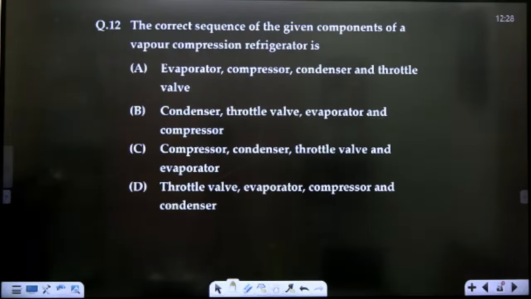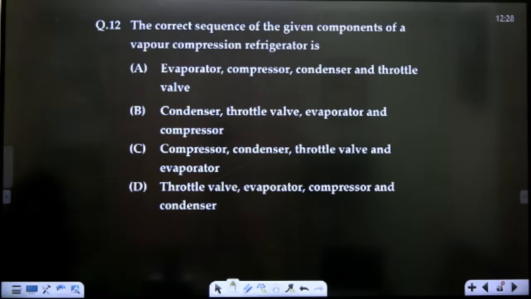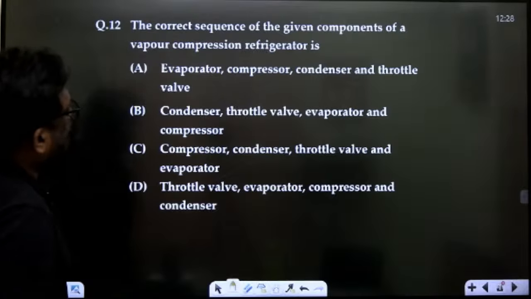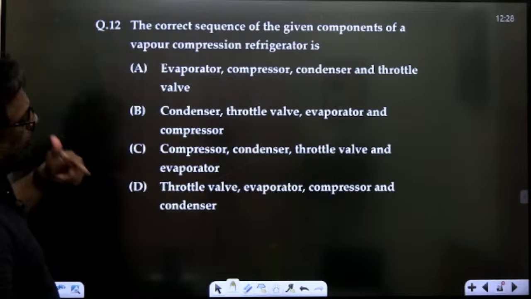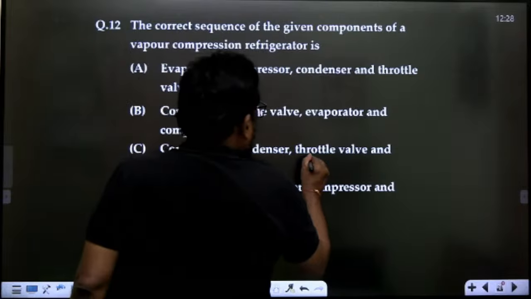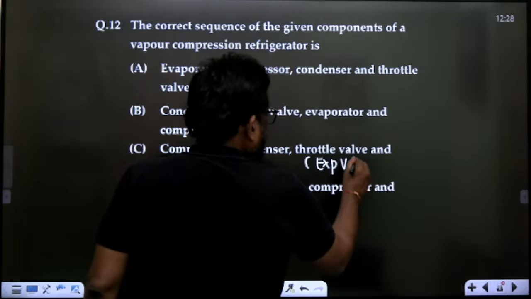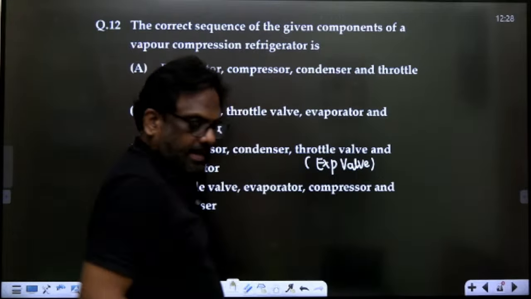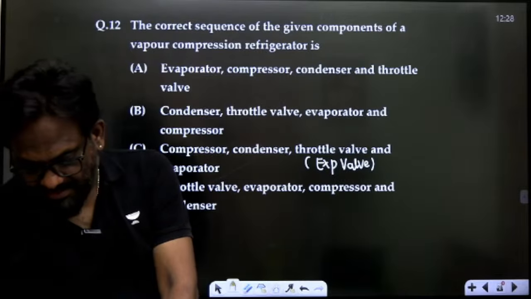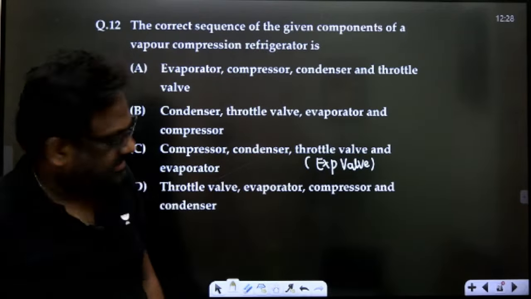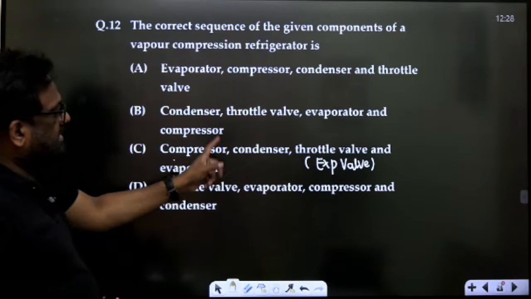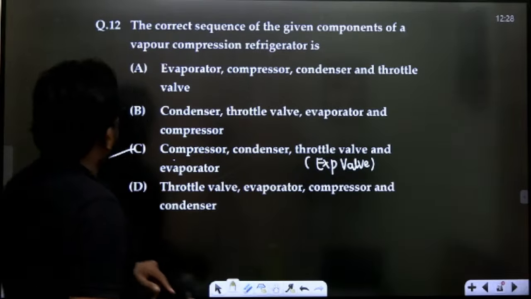See? Someone said see. What is happening? From the compressor it moves to the condenser. From the condenser it moves to the expansion valve. Throttle valve is also expansion valve. And then finally evaporator. What is the answer, sir? Such a simple question you are not giving answer. Compressor, condenser, expansion valve and evaporator. C is the right answer.